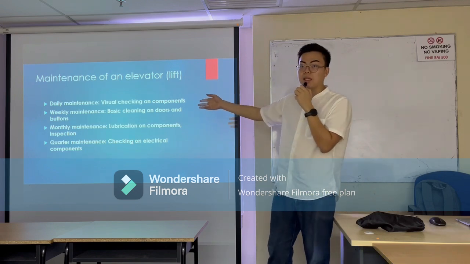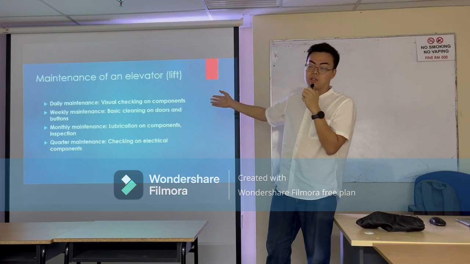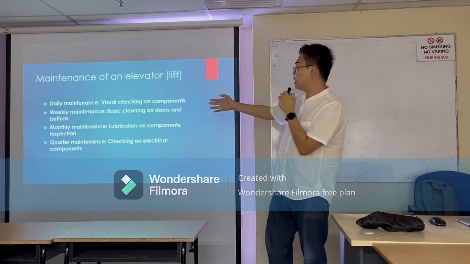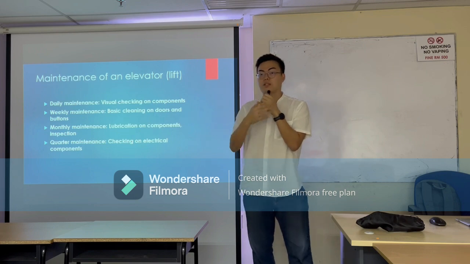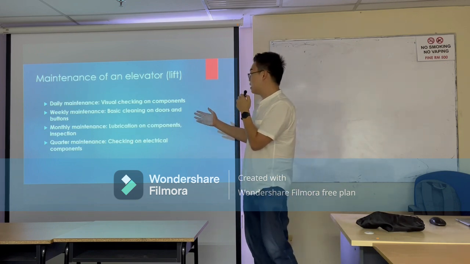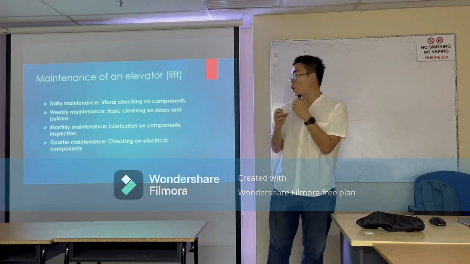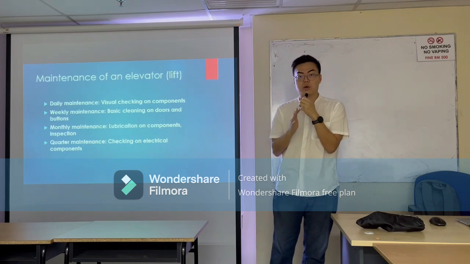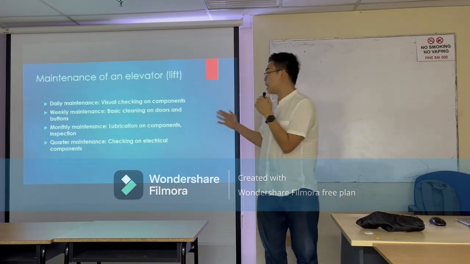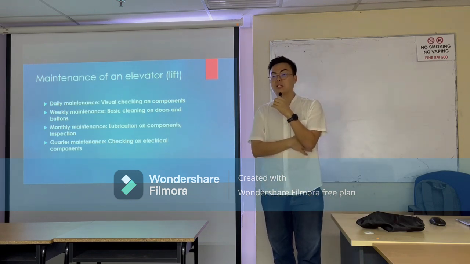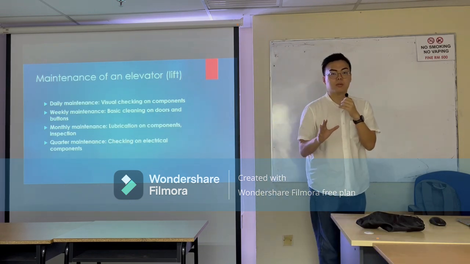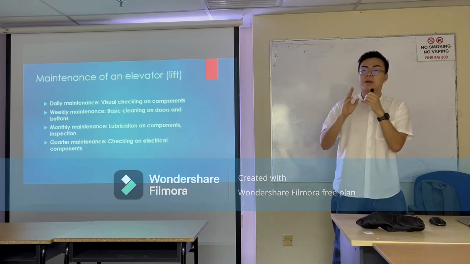When it comes to daily maintenance, it's all about visual checks on the components. Weekly maintenance is about basic cleaning on the doors as well as the buttons. Monthly maintenance is about adding lubrication on components as well as inspections on all these electronic devices. Lastly, quarterly maintenance involves checking on electrical components to ensure everything functions properly, and to see if there are any necessary parts to be changed.